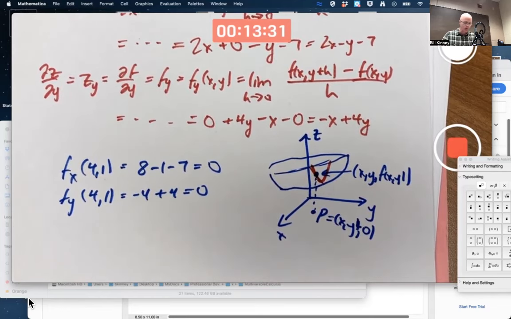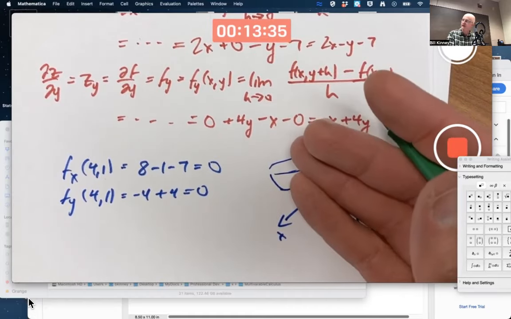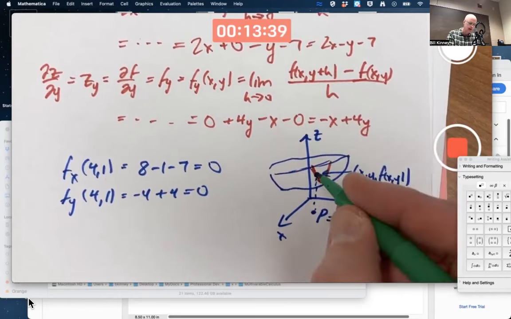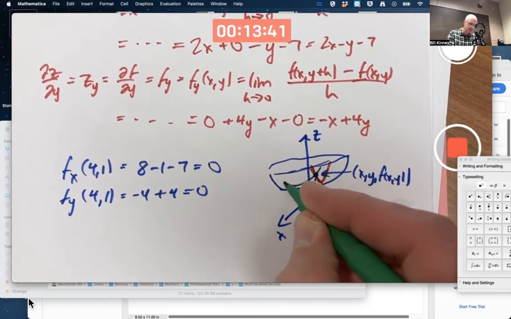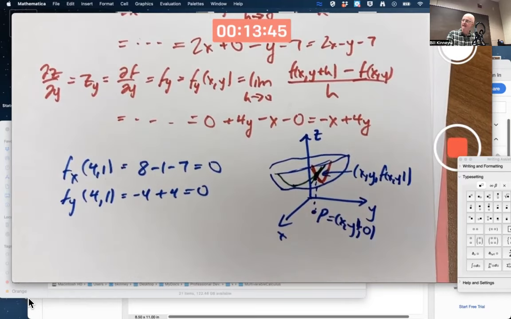And the partial with respect to Y would be slicing it with planes perpendicular to the X-axis, parallel to the paper. And you're going to get a curve, say something like this maybe. And partial with respect to Y is measuring that slope there.